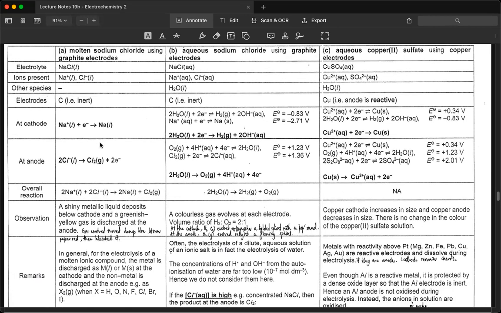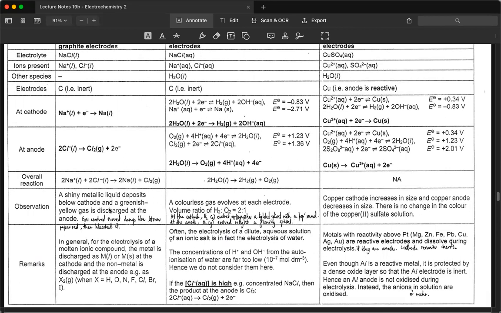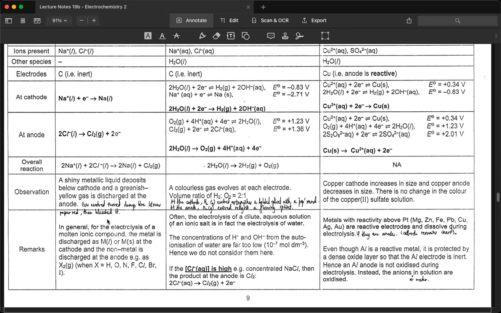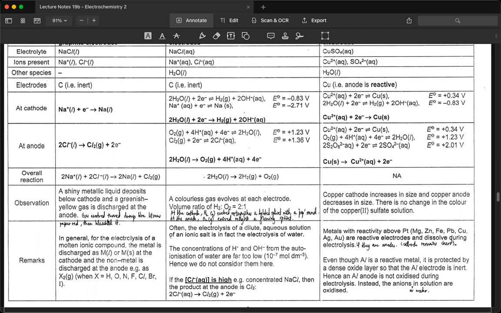So for molten sodium chloride using graphite electrode, we will expect to observe a shiny metallic liquid deposit right below the cathode, as well as a greenish yellow gas, which is chlorine, liberated at the anode. So in general, when we electrolyze a molten ionic compound, the metal will be discharged as a liquid or solid at the cathode, and the non-metal discharged at the anode as diatomic gases if we are using halogens.